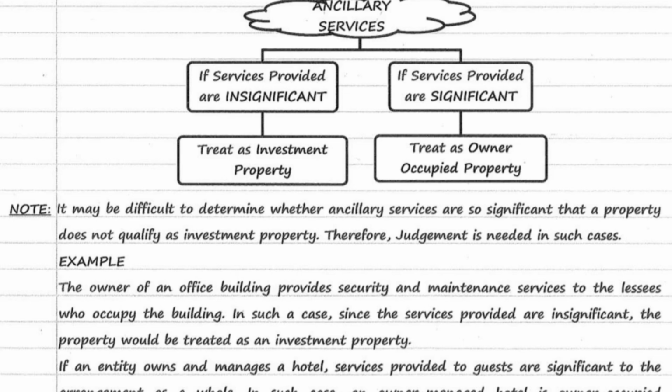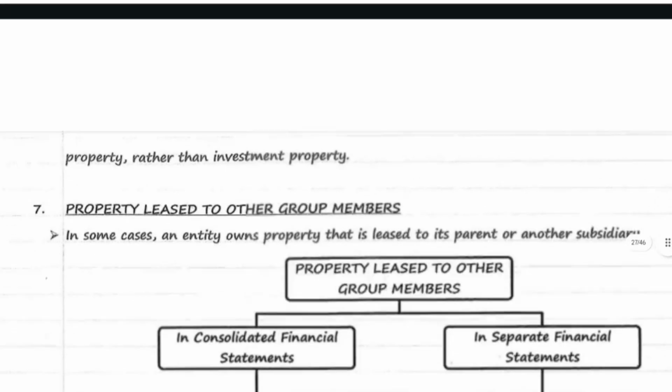For example, the owner of an office building provides security and maintenance services to the lessees who occupy the building. In such a case, since the services provided are insignificant, the property will be treated as investment property. If an entity owns and manages a hotel, services provided to guests are significant to the arrangement as a whole. In such a case, an owner-managed hotel is owner-occupied property rather than investment property.